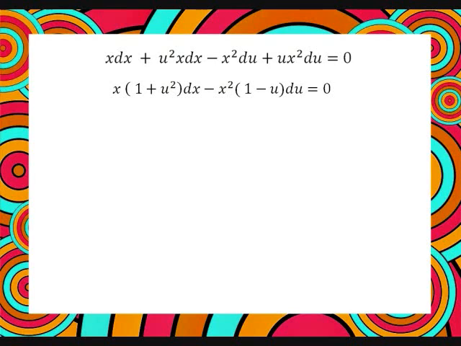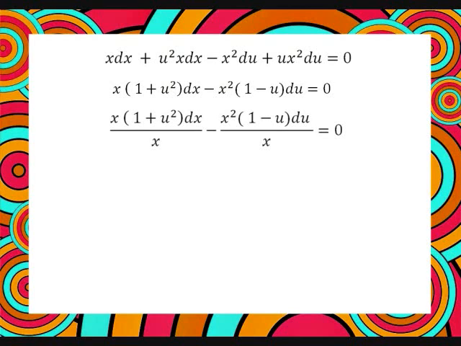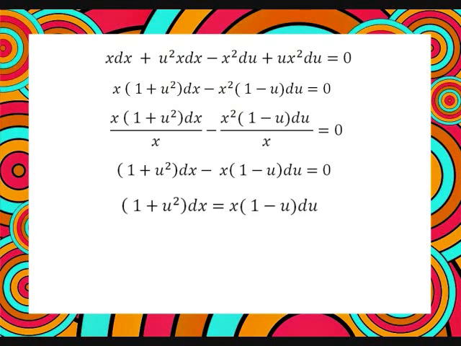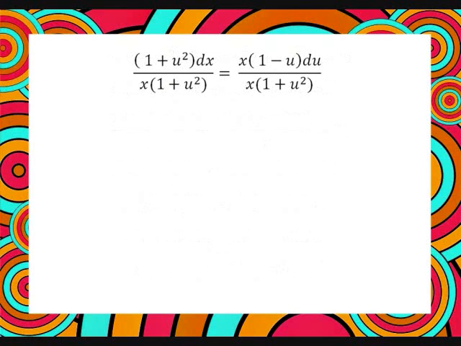Factor out the equation again, and since we can still simplify this equation, we divide both the terms by x, resulting in the quantity (1 plus u squared) dx minus x multiplied by the quantity (1 minus u) du equal to 0. Notice that this equation is separable, so we do some manipulations so that we can combine the like terms prior to integration.